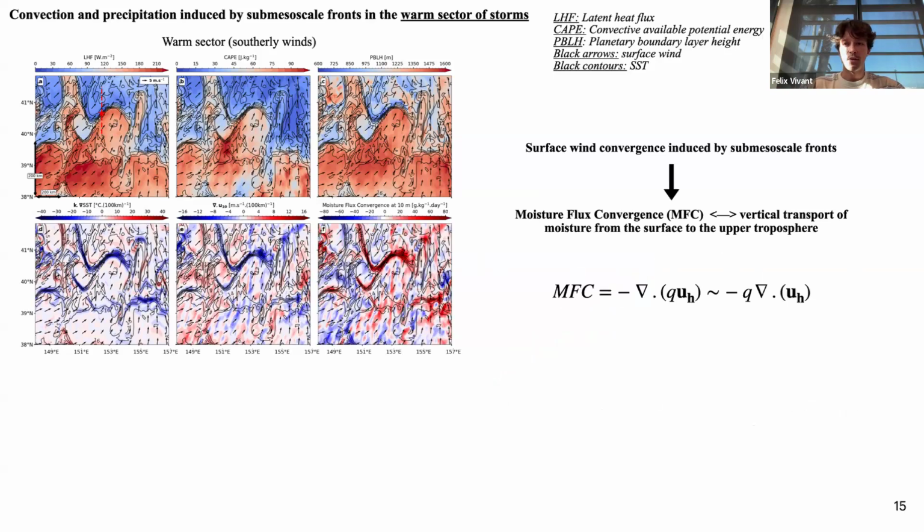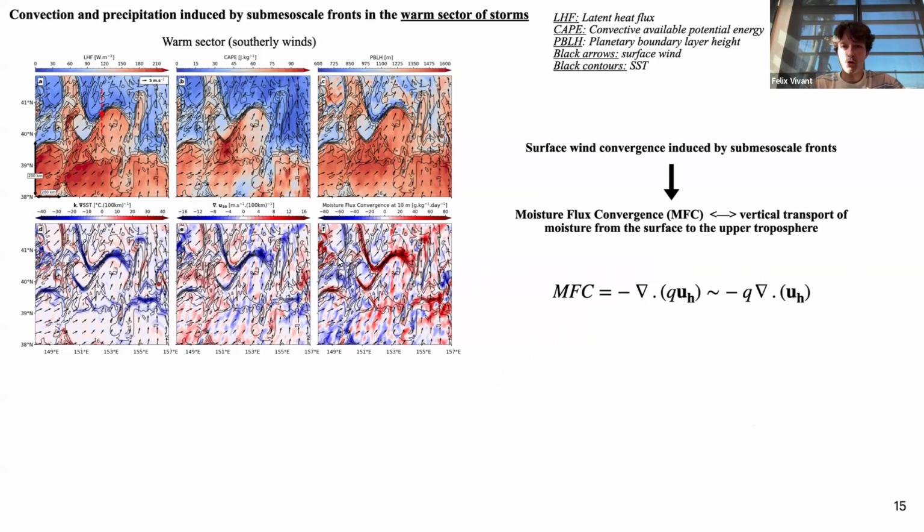And this surface convergence is associated with moisture flux convergence. This moisture flux convergence is defined as follows, and is similar to the product of humidity and surface wind convergence. It means that above submesoscale fronts, there is convergence, so accumulation of moisture. And this is associated with vertical transport of moisture through the continuity equation.